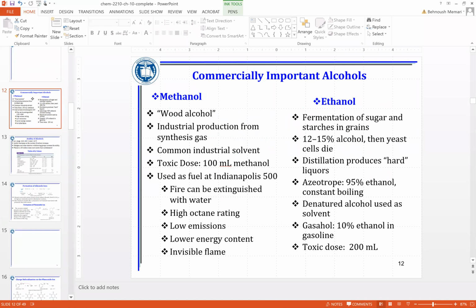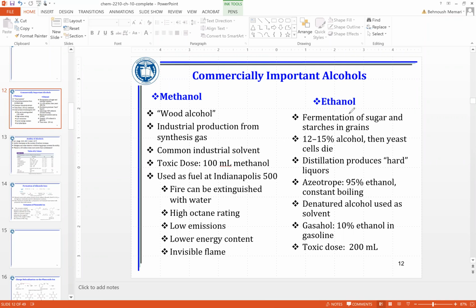The commercially important alcohols are the first and second members of this family. Methanol is also known as wood alcohol. It's very toxic. The toxic dose is about 100 milliliters. What does that mean? It can cause blindness, it can cause coma, and it can cause death if about 100 milliliters is ingested at once. It can cause death, actually.